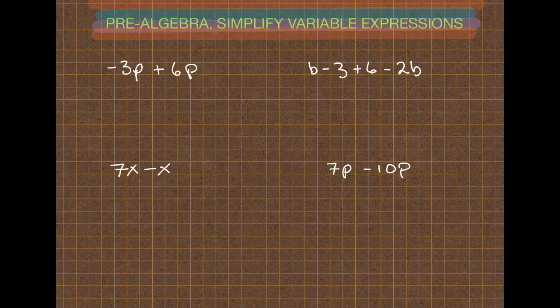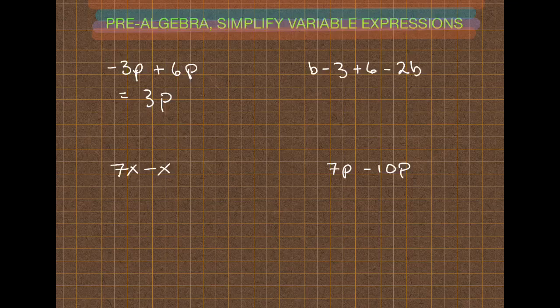Good day. Let's do some pre-algebra, simplifying variable expressions. So basically all we're going to do is just combine like terms. There's another word for this, combining like terms. So -3 and a +6p, that'll just give us a +3p.